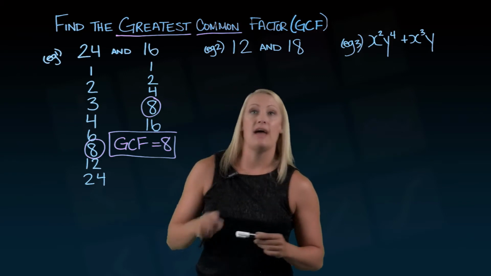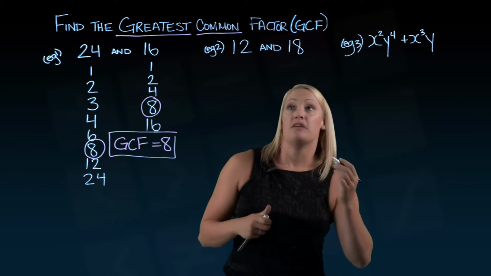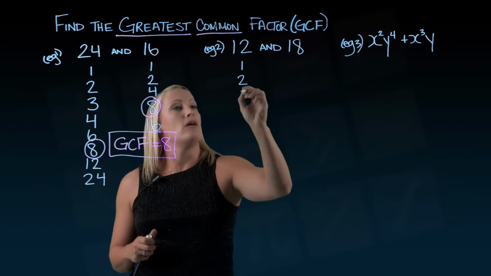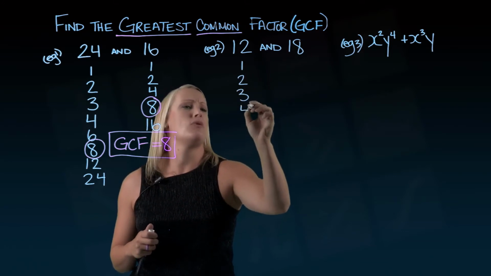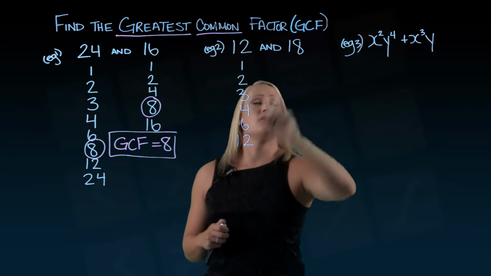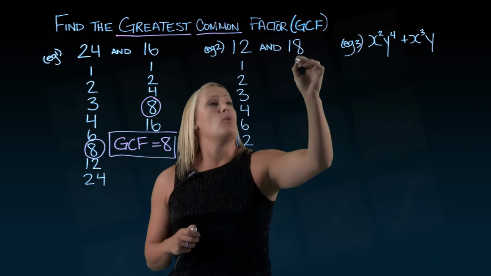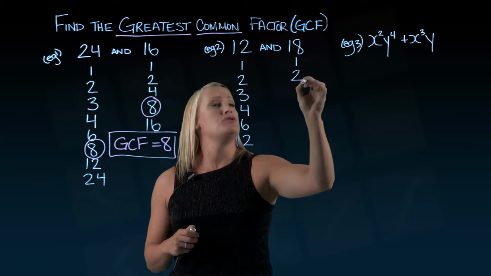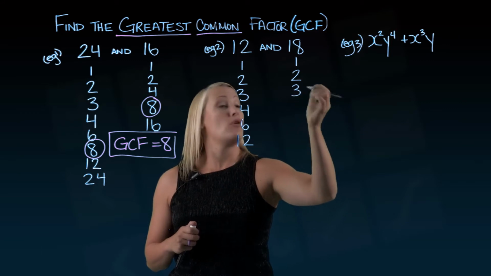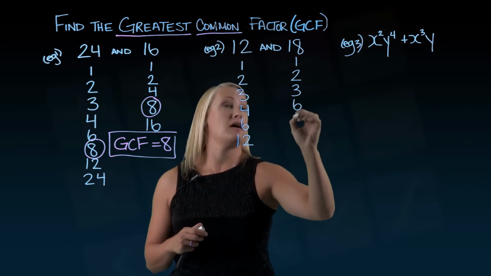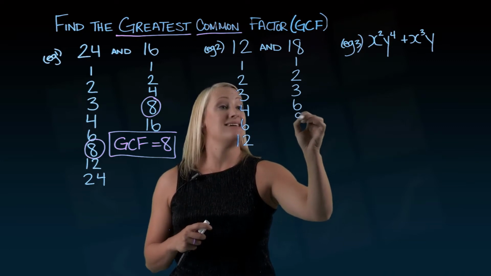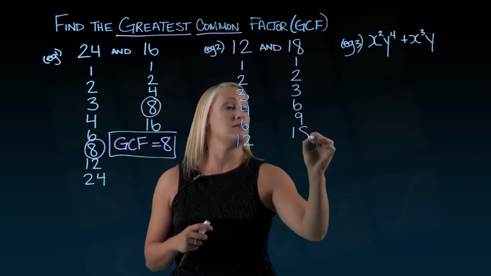So hopefully you did that. And now we're going to take a look at these numbers together. So 12, all of the numbers that will go evenly into 12: 1, 2, 3, 4, 6, and 12. That's lots of numbers. Going to do the same for 18. So 1 will go into 18, 2, 3 will, 4 doesn't, 6 does, and 9 does, and I think 18, that's it.